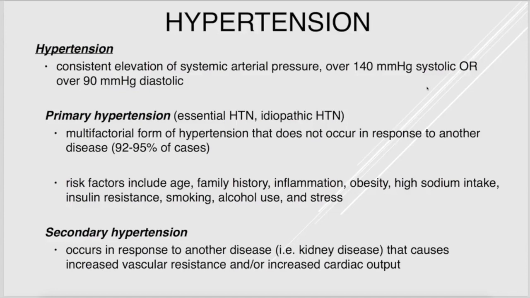It's a multifactorial disease, so it does not occur in response to any other disease. Risk factors: smoking, of course, high sodium intake, obesity, family history, age, all of those things that we are familiar with. Secondary hypertension occurs in response to another disease. You see this with kidney diseases. Sometimes an adrenal cortex tumor, or really any tumor of the adrenal gland, can cause changes in epinephrine output and aldosterone output. So there's a number of things that can cause secondary hypertension, but it's quite rare.